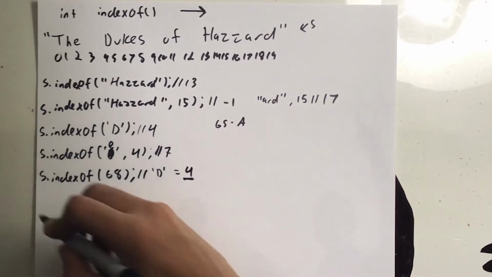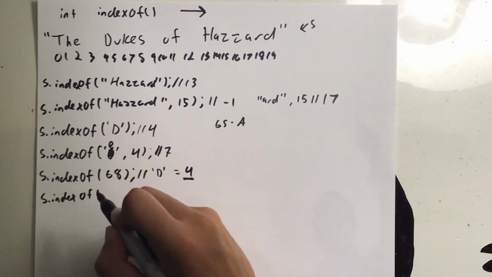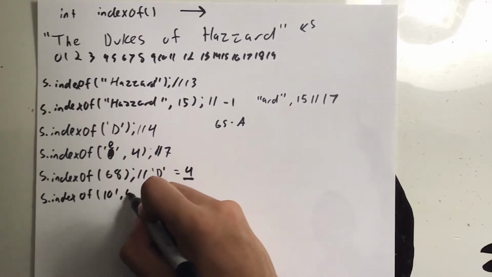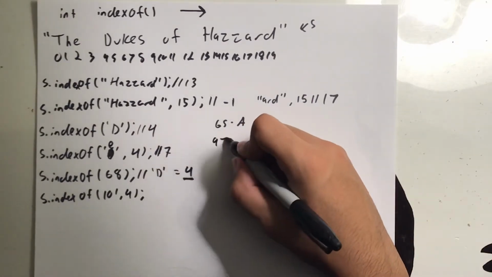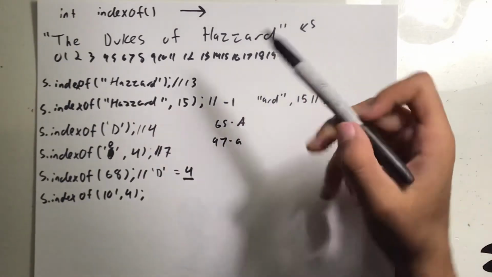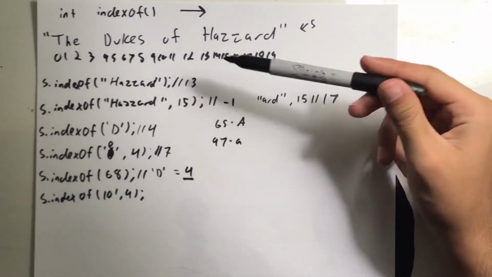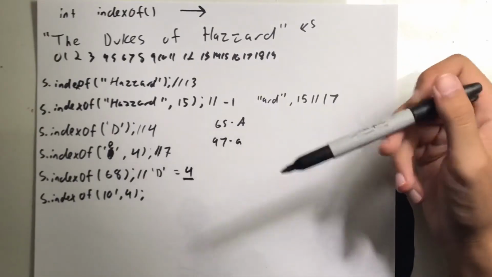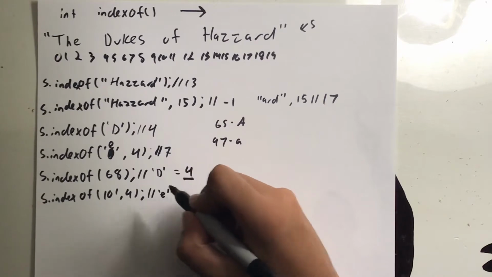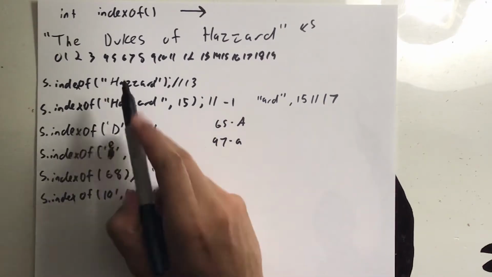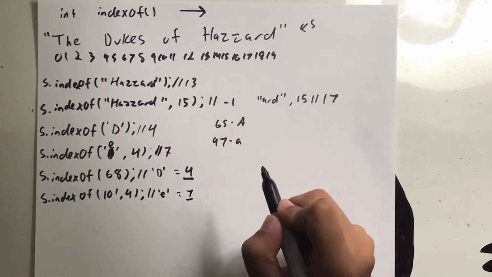Let's say we had S dot index of 101, comma 4. Well, lowercase a starts at 97, meaning B is 98, C is 99, D is 100, E is 101. So we're going to look for lowercase e, which, starting at 4, the first instance of it is 7. So the answer is going to be 7.